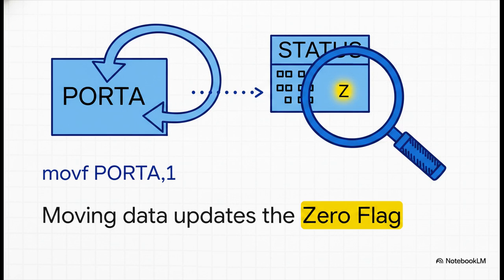Now, why on earth would we do something so seemingly redundant? Because the very act of moving data through the processor updates the status flags, specifically the zero flag. By doing this seemingly empty move, we guarantee the internal flags are perfectly updated right before we execute BTSS PORTA, 3 to test the bit.